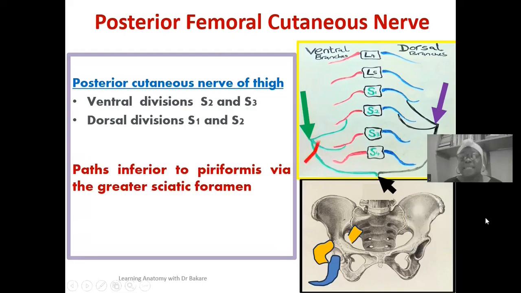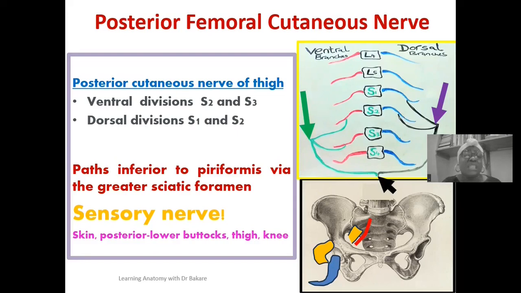And after the emergence of this nerve here, highlighted in red, it passes below the piriformis, where it gains access into the greater sciatic foramen to exit the pelvic cavity, innervating the posterior region of the thigh. It also gives contribution to innervate the posterior lower part of the buttock and also the posterior region of the knee.